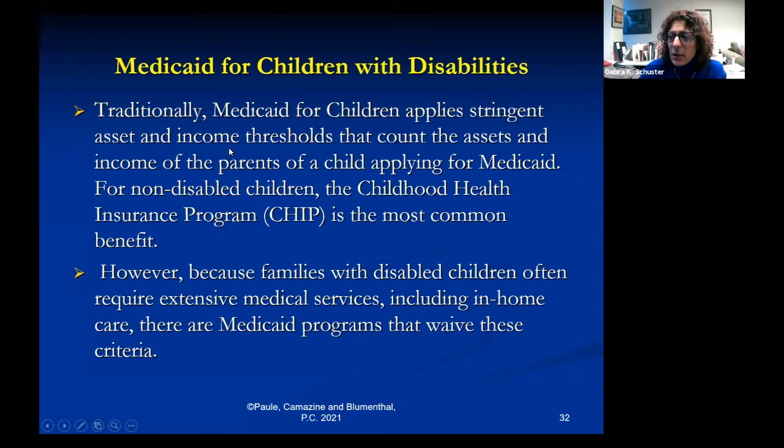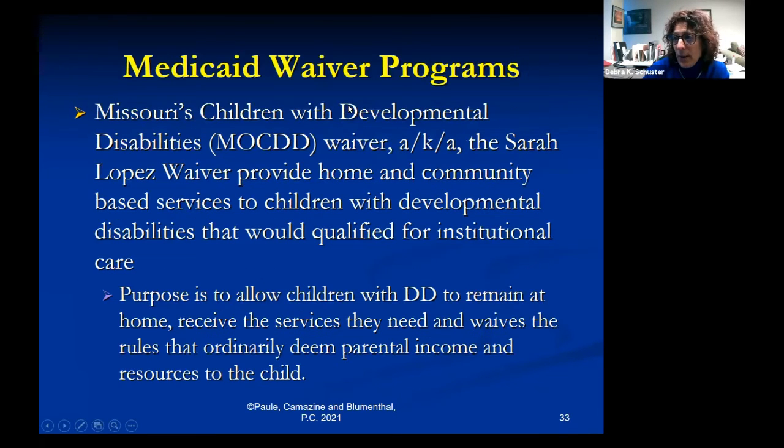So, traditionally, Medicaid for children applies pretty stringent income and asset thresholds that count the income and assets of parents for a child that's applying for Medicaid. For non-disabled children, the Children's Health Insurance Program, or CHIP, is the most common benefit. But because families with disabled children often require extensive medical services, including in-home services, there are Medicaid programs that waive this criteria. So the Missouri Children with Developmental Disabilities Waiver, the Sarah Lopez Waiver Program, provides home and community-based services to children with developmental disabilities that would otherwise qualify for institutional care.